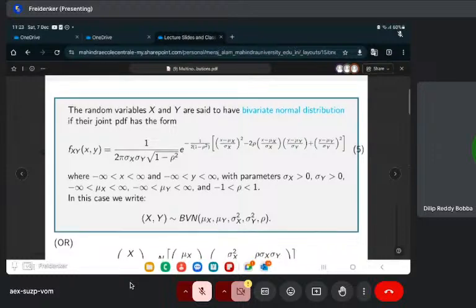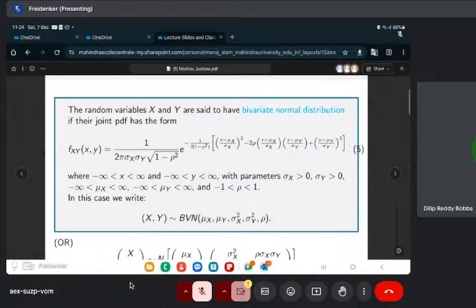So this is the notation. x comma y belong to the probability distribution BVN, where BVN is the bivariate normal distribution. There are five parameters: mu x, mu y, sigma square x, sigma square y, and rho. Five parameters. Binomial has two parameters.